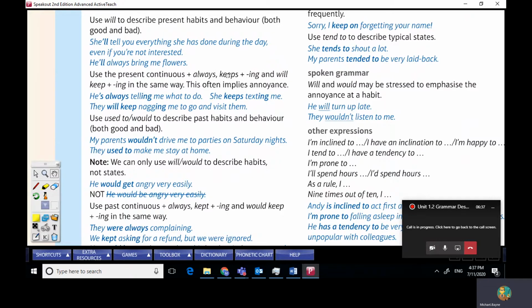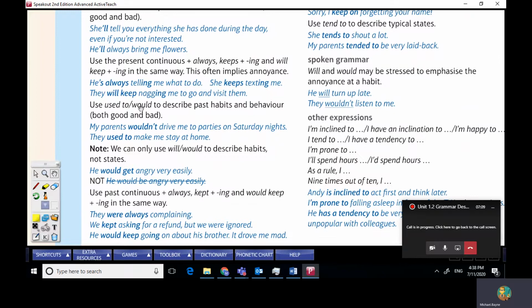And here, another way is to use keeps plus ing. She keeps texting me. So you can kind of tell from that it's something she does often, and maybe you want her to stop. She keeps texting me. Or they will keep nagging me to go and visit them. So just like we use will up here to show present habit, if we add will and keep plus ing, it's a habit again, but it kind of implies that it's annoying. They will keep nagging me. It's like they always do it over and over again.